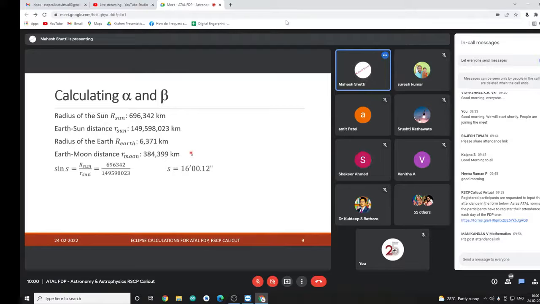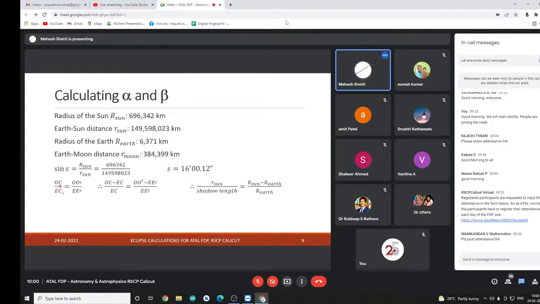So sin S, where S is the angle. Let me go back to the earlier slide. It was R of Sun, the radius of the Sun, upon the distance of the Sun. And S turns out to be the angular size of the Sun, 16 arc minutes plus 0.12 arc second. This is for the average. So S is the angular size of the Sun, and the angular size of the Sun is going to play an important role because there is a parameter called the magnitude of the eclipse, which depends on the angular size of the Sun and the angular size of the Moon. Now here we have other relations.